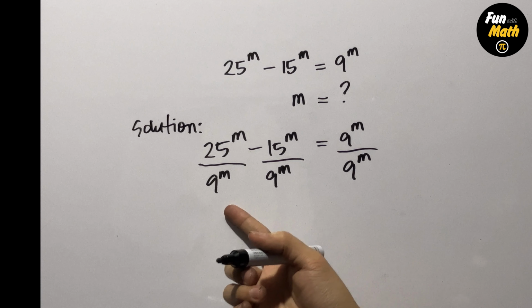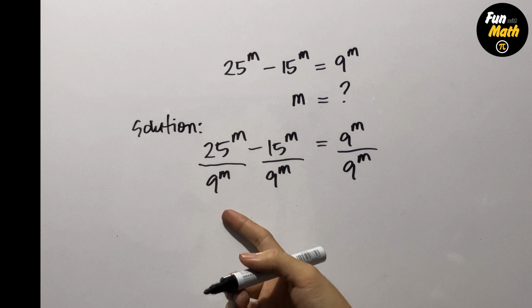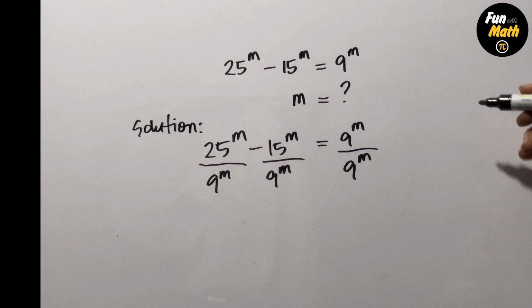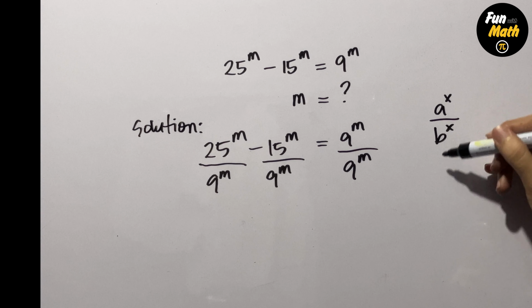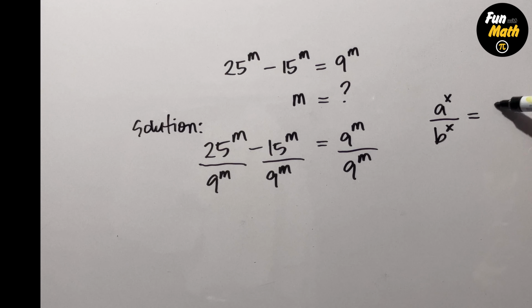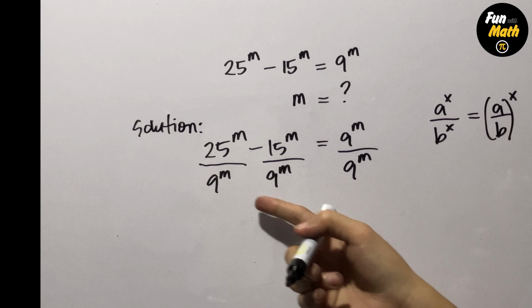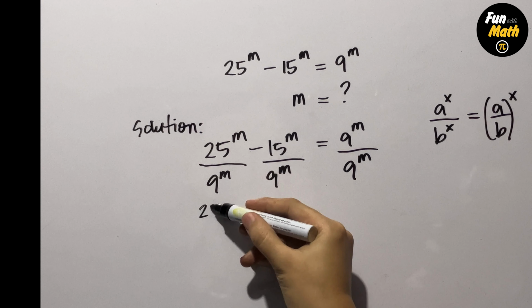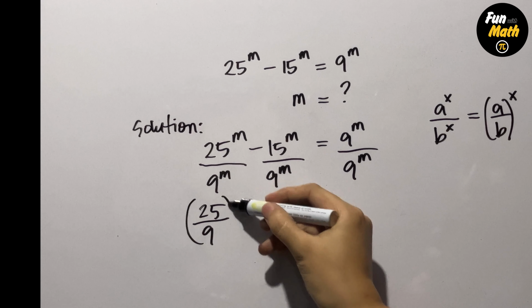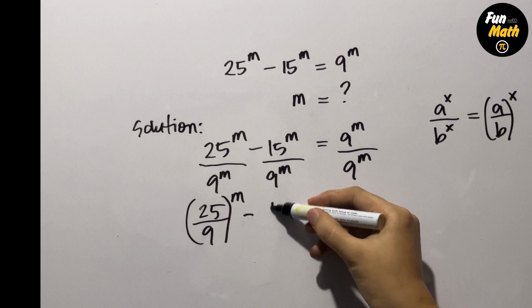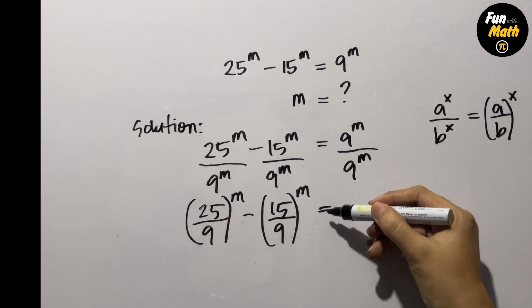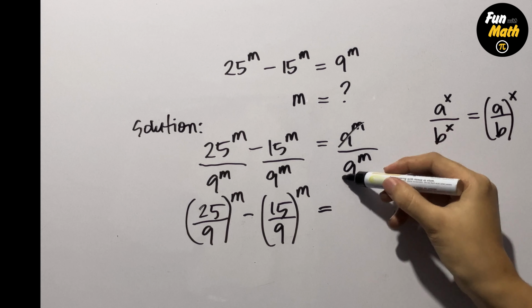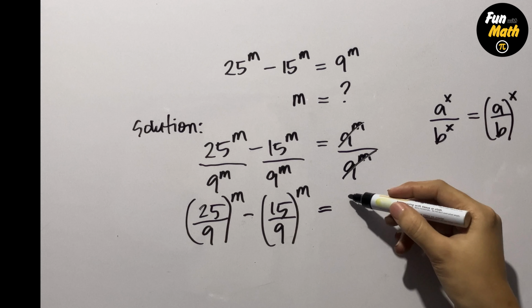Since they have the same power, according to the rule of a power, if a to the power of x over b to the power of x, we can write it as a over b whole to the power of x. So same here. We can write it as 25 over 9 whole to the power of m minus 15 over 9 whole to the power of m equals, here, this is cancelled and considered as 1. So we put 1.